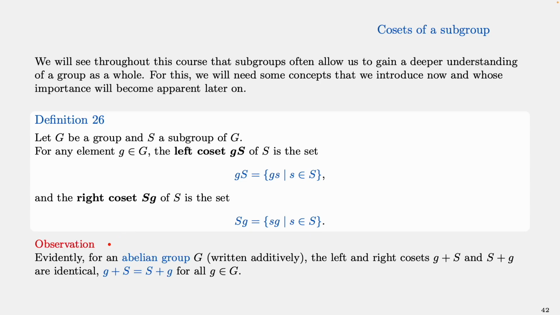Now we observe that if G is an abelian group, so a commutative group, written additively, so with a plus as the group operation, then left and right cosets are identical. So g plus S and S plus g are the same set for every element g in the abelian group. That is clear from the definition. If the group is abelian, we can just switch the order of g and s here, and then these two sets are identical.